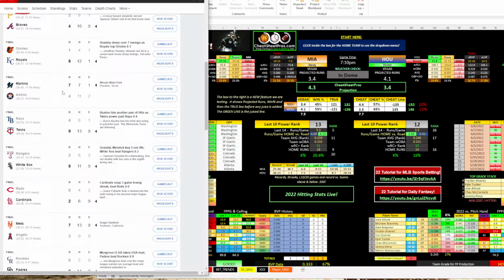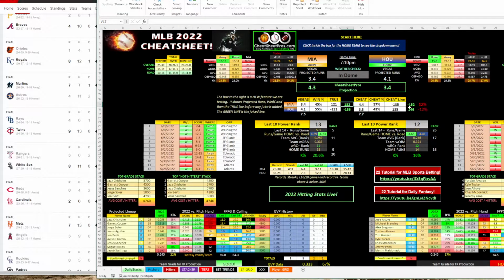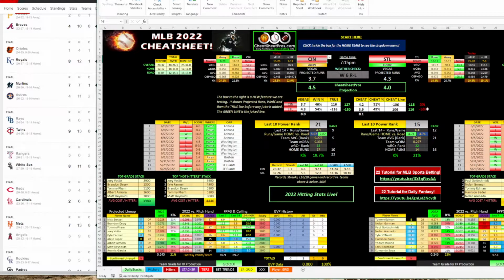And then Miami did win that game 7-4, and they were leading almost the entire game. So that was our dog play of the day, but that 12% was kind of interesting to see pop up this morning when I went back and ran the numbers.